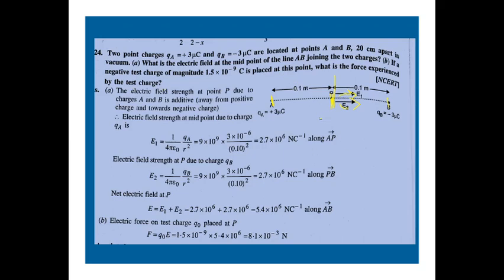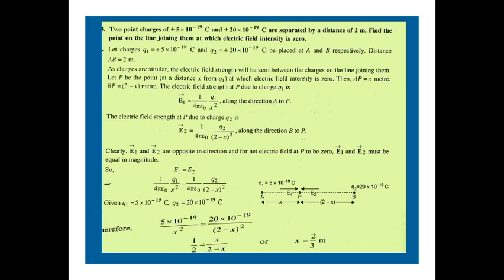The force experienced by the test charge Q naught will be along this direction because it is a negative charge, and force equals Q into E. Here Q is the charge value multiplied by the electric field, which was calculated earlier. Multiplying by this charge, the force will be 8.1 into 10 raised to minus 3 Newton, and the direction of force will be toward the positive charge.